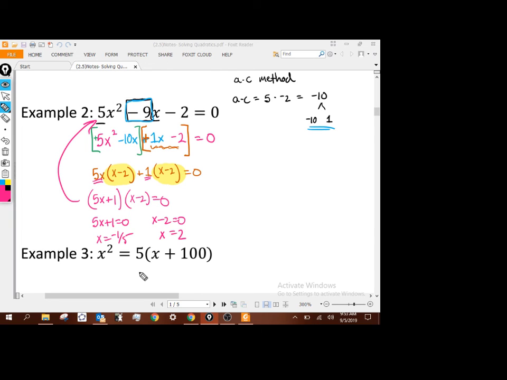Example 3 is very similar, except there's some preliminary work I've got to do. I've got to distribute that 5 through, right? And then move all those products to the left-hand side, and then I can start through the factoring process, okay? You need to make sure that when you do these problems that you do all implied algebra first, get your equations equal to 0, and then you can start the factoring procedures.